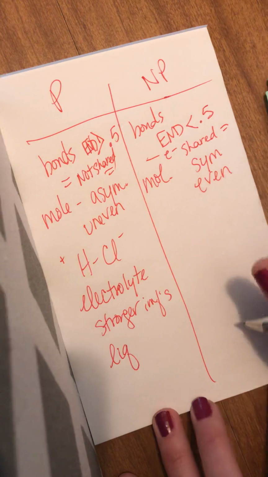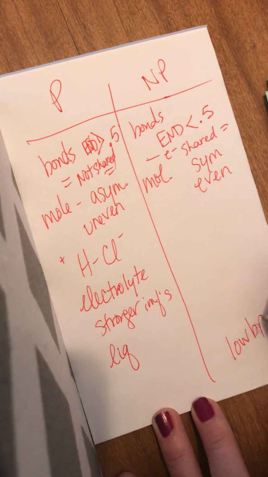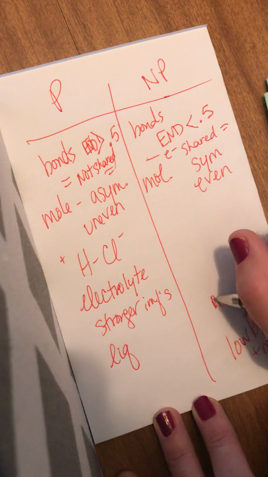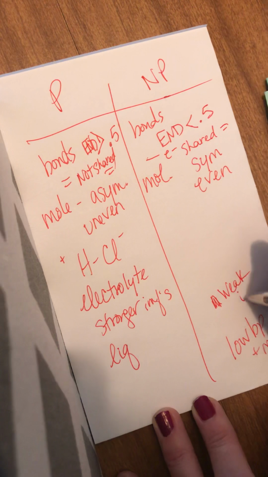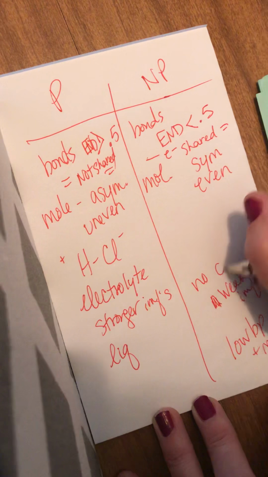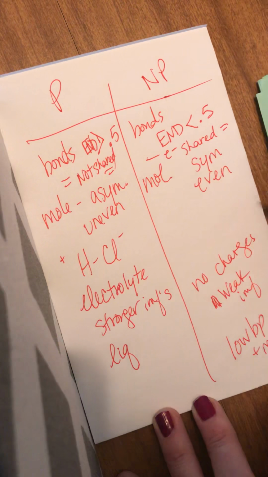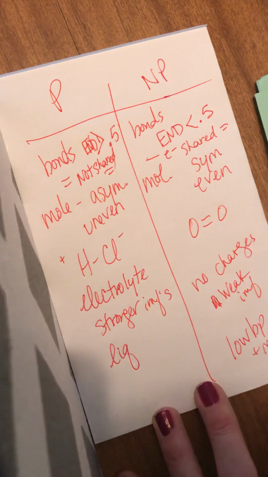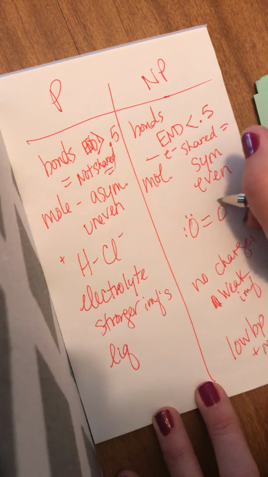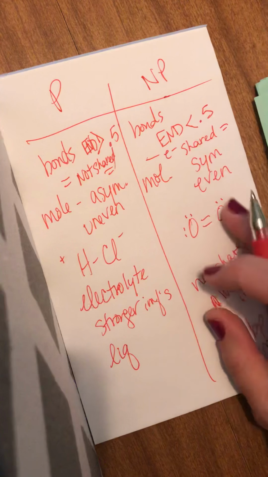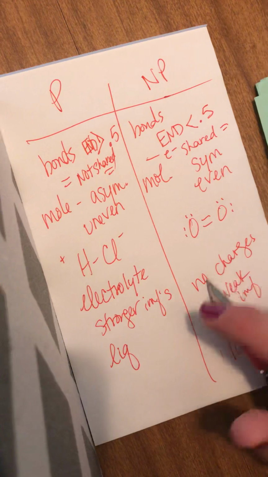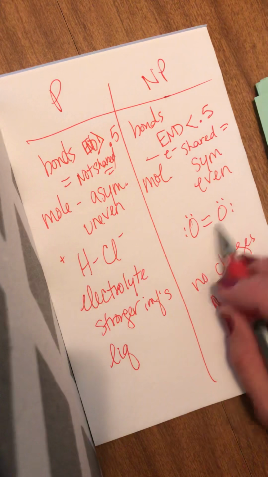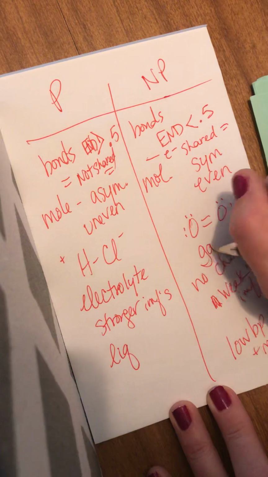Nonpolar is going to have super low boiling points and melting points, and that's because there are very weak IMFs. There's no charges, so there's no attractions between molecules. So for nonpolar, I can think of oxygen with oxygen. This would need electrons here. This is a very symmetrical molecule with no pull, a completely even distribution of charge, so this is a nonpolar molecule, and it tends to be a gas.